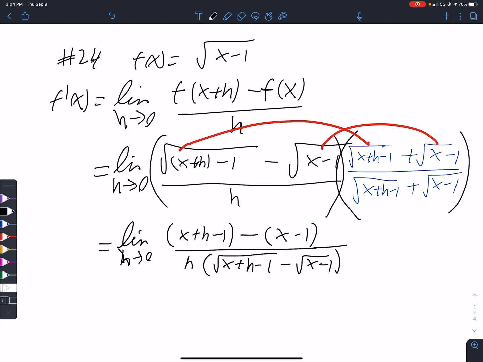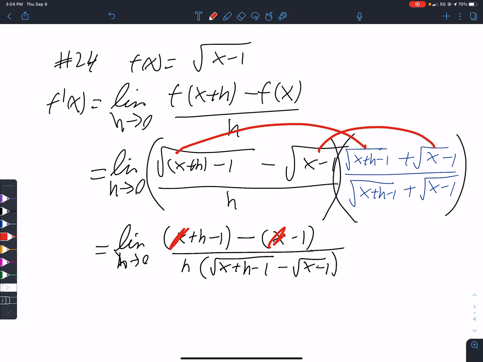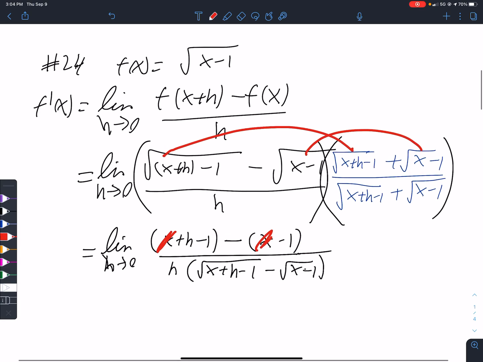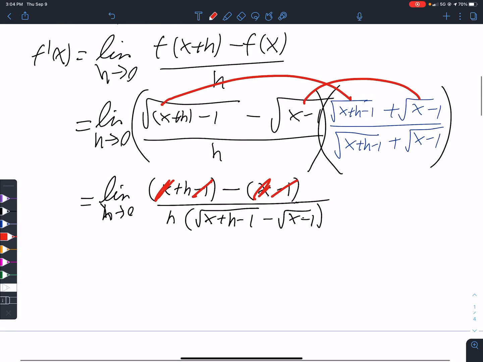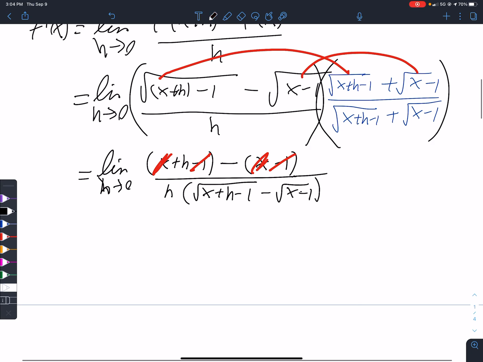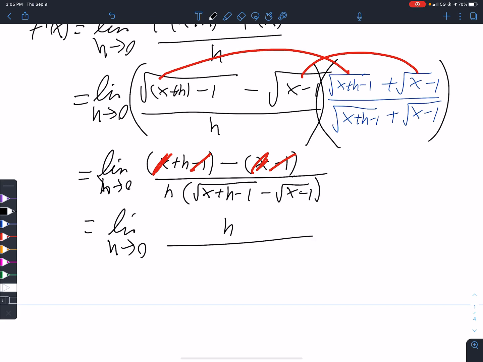Now, if I simplify the top, nice things will happen. This is x minus x, so the x's cancel. And this is negative 1 minus negative becomes plus, negative 1 plus 1, those will cancel. And so I'm left with only h on top. So I'm going to get h over h, square root of x plus h minus 1 minus x minus 1.